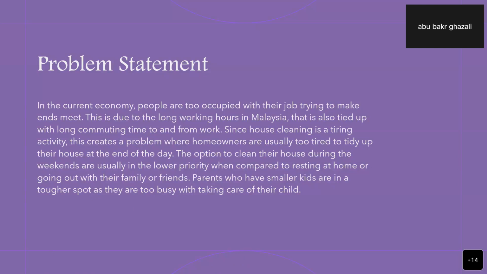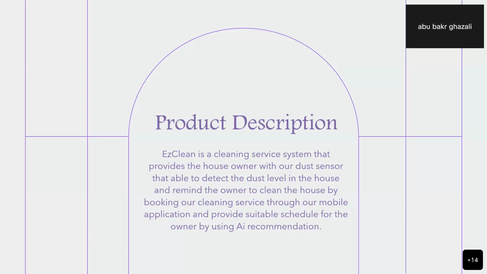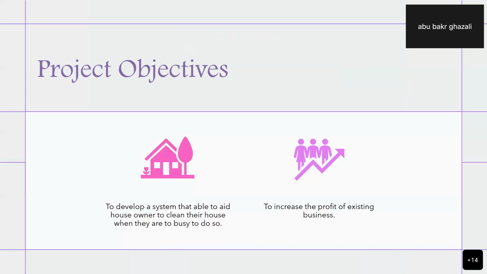So basically we propose Easy Clean. Easy Clean is a cleaning service system that provides the house owner with our dust sensor that is able to detect the dust level or the dust concentration in the air of the house and remind the owner to clean the house by booking our cleaning service through our mobile application, and provide a suitable schedule for the homeowner by using our AI recommendation. So these are the project objectives: to develop a system that is able to aid homeowners to clean their house when they are too busy to do so, and to increase the profit of our existing business.